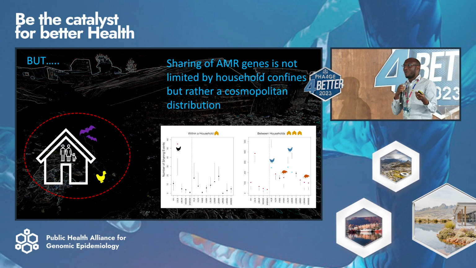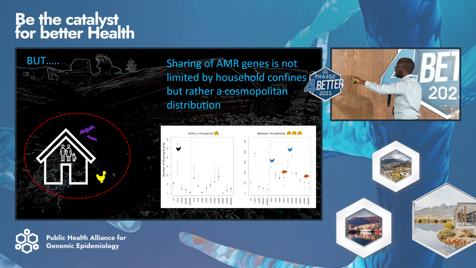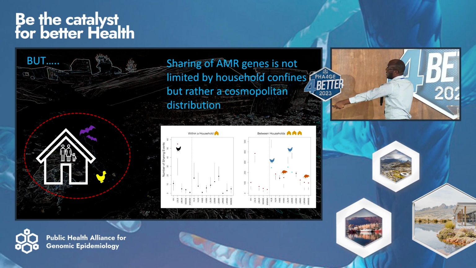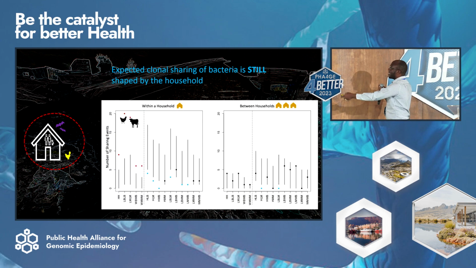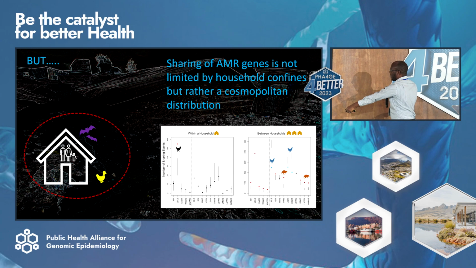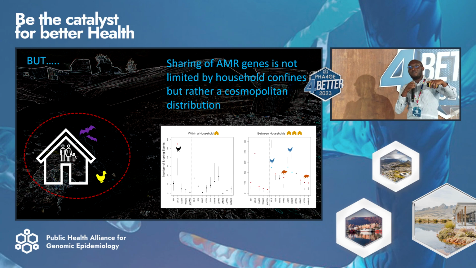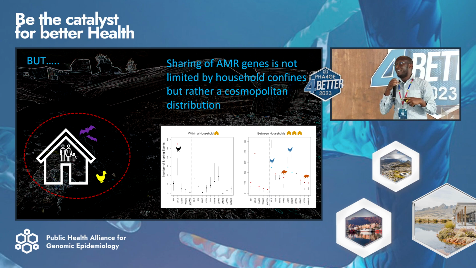AMR genes don't follow those patterns. I won't go into the details of all that, but the findings are for AMR genes, these are AMR genes, the JAK and index I mentioned. For the AMR genes, you can see the difference. There's no red here, but look at this. There's a lot more red on the between households. That is, we have more than expected sharing between households.